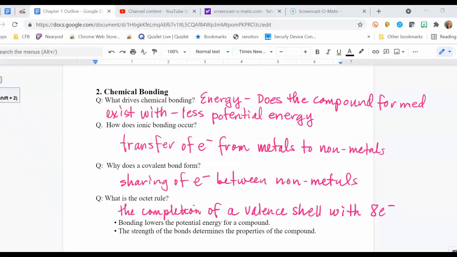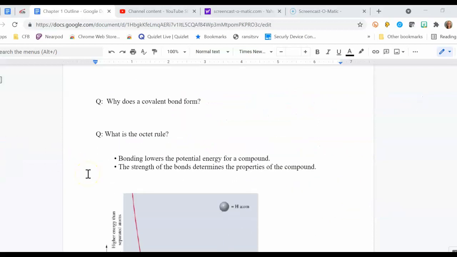If we have a compound with a large amount of strength amongst bonds, it's going to take a lot of energy to break that compound, and then you're going to have a lot of energy stored in those bonds, and it's going to take a lot of energy to break those bonds. Okay, let's go ahead and move on to our next part here.